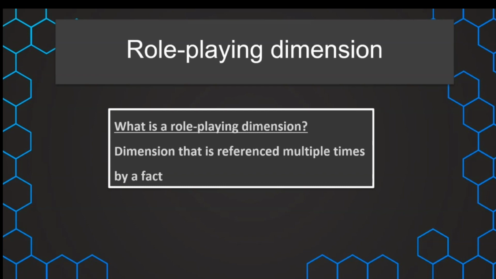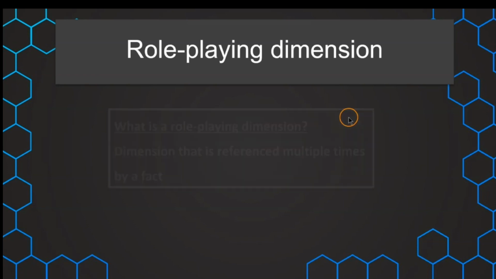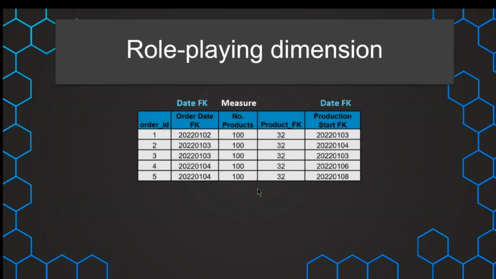A role-playing dimension is a dimension, as I mentioned, usually the date dimension, that is referenced in a given fact table multiple times. So let's have a look at an example. In this case, we go back to our production table. We have one fact table that also contains order dates for specific products, and also when we started with the production of those products.